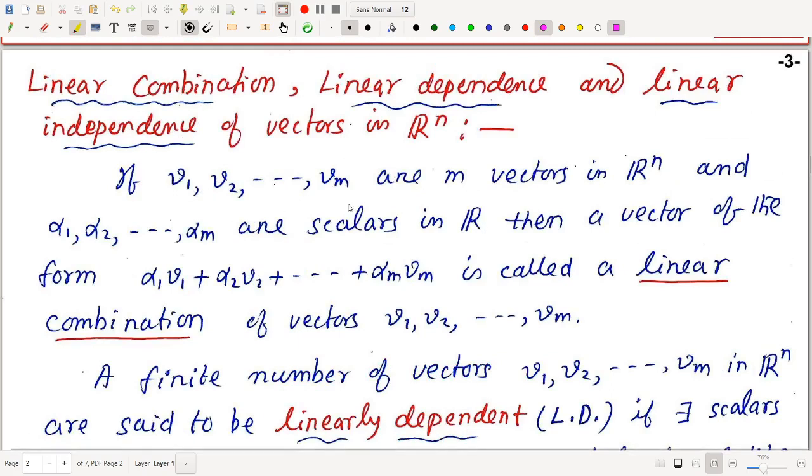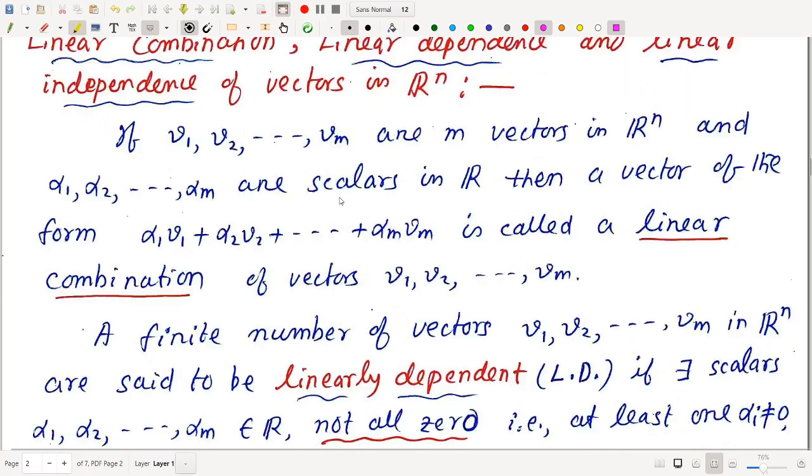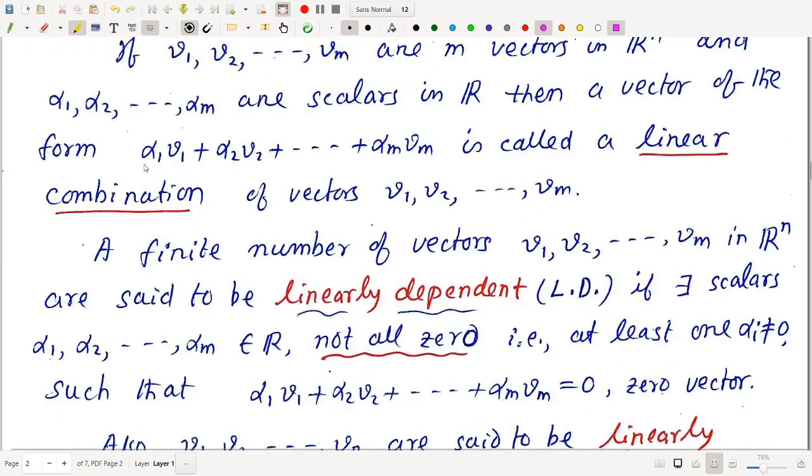v1, v2, ..., vm are in n-dimensional vector space. They are m vectors in R^n, that is, every vector has n components. And alpha 1, alpha 2, ..., alpha m are real numbers. Alpha 1 v1 plus alpha 2 v2, scalar times vector plus scalar times vector, and this is also a vector by the closure property, belonging to R^n, and this vector is called a linear combination of vectors v1, v2, ..., vm.